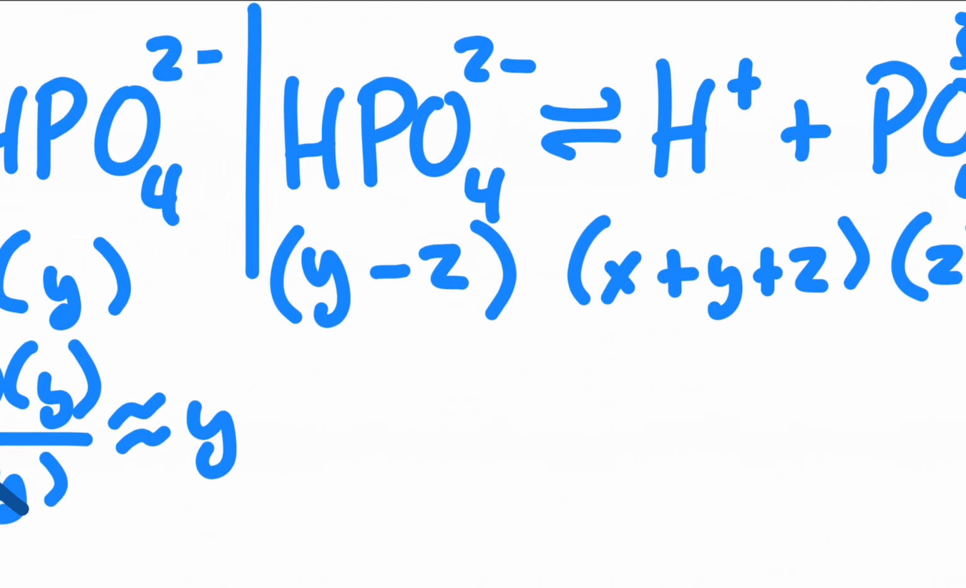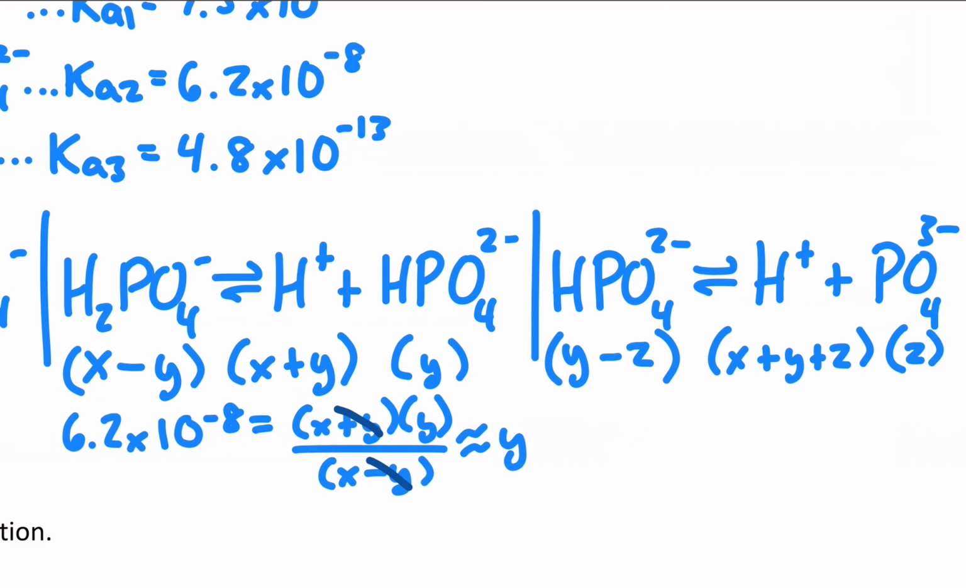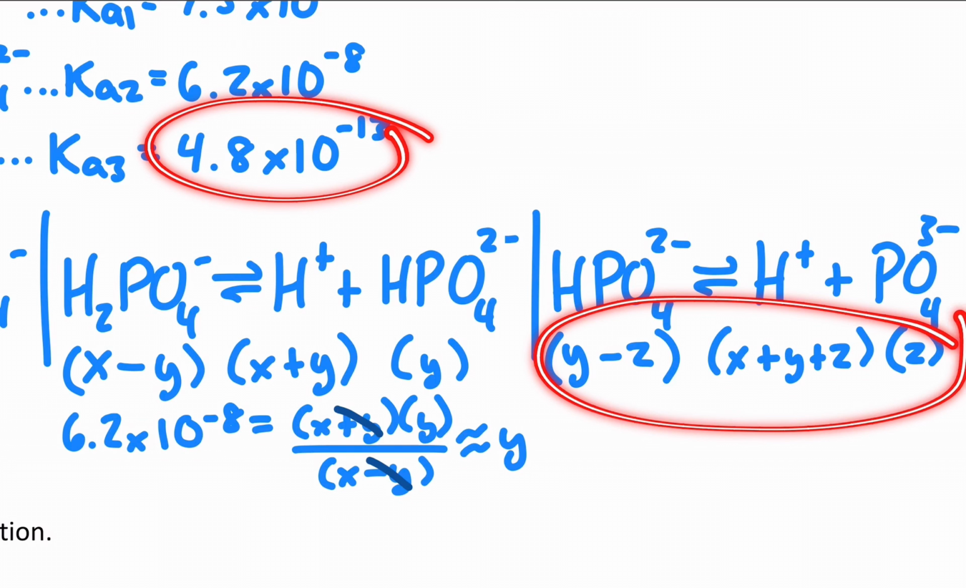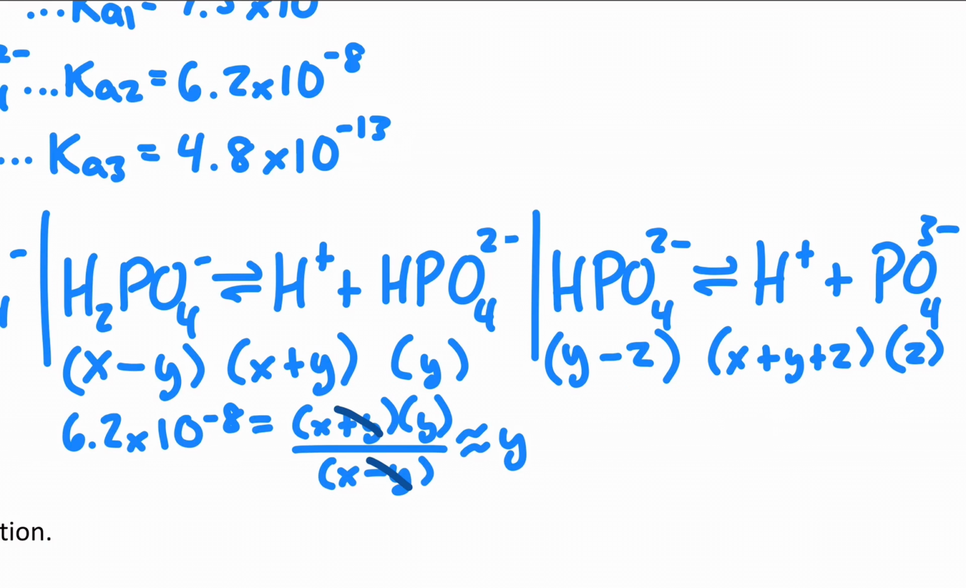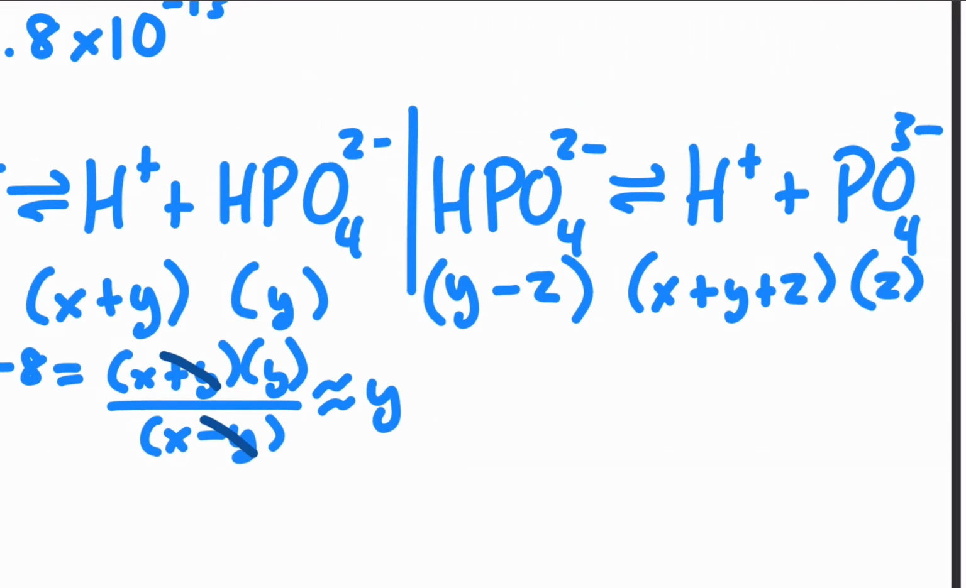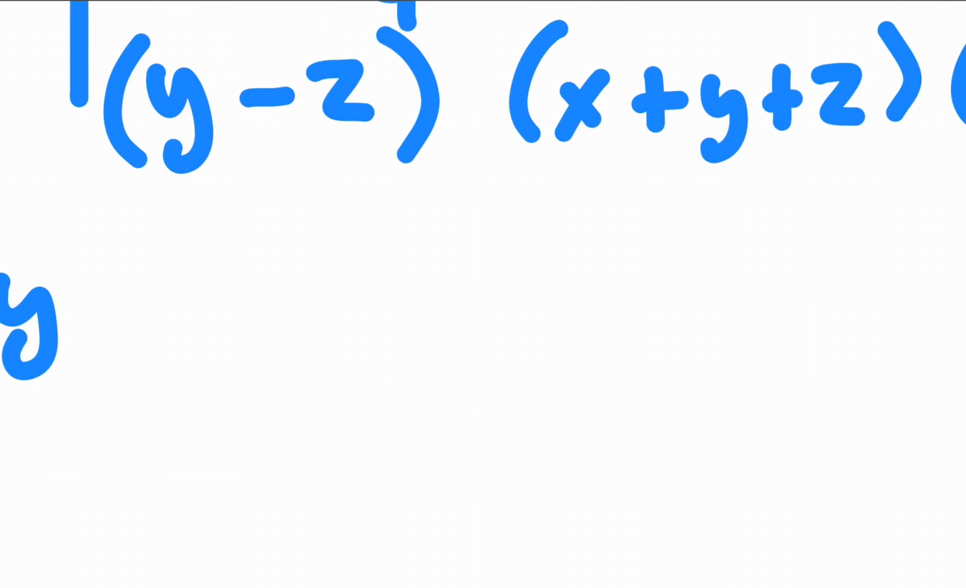What I'd like you to do now is see if you can use the value for Ka3, write out the expression for Ka3 in terms of x and y and z, and come up with what z is equal to in terms of Ka3 and anything else. Okay, so Ka3 is 4.8 times 10 to the negative 13.